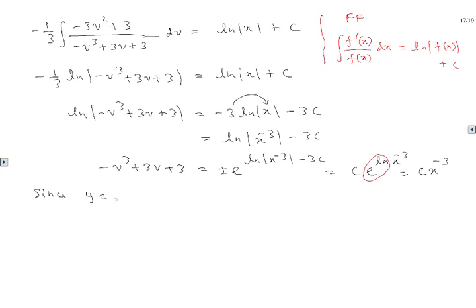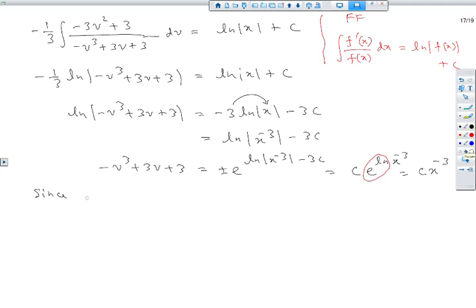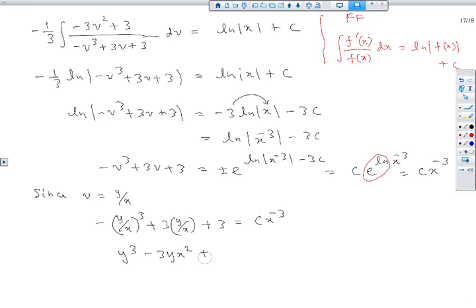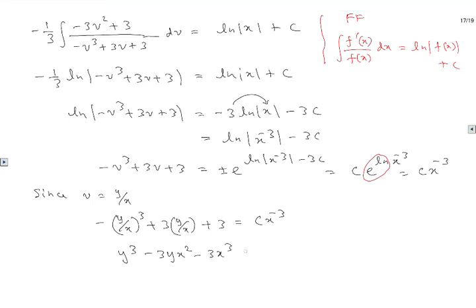Now since v equals y over x, we can substitute. So we can say negative (y over x) cubed plus 3 y over x plus 3 equals cx to the -3. Now we're going to multiply both sides by negative x cubed. Once you multiply by negative x cubed, you're going to get y³ minus 3y x² minus 3x³ equals c.